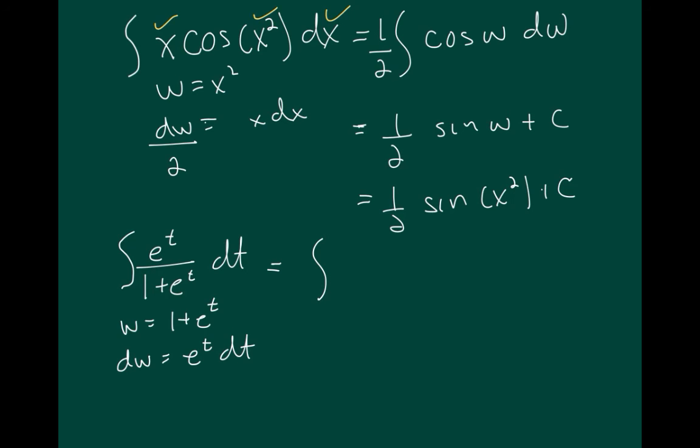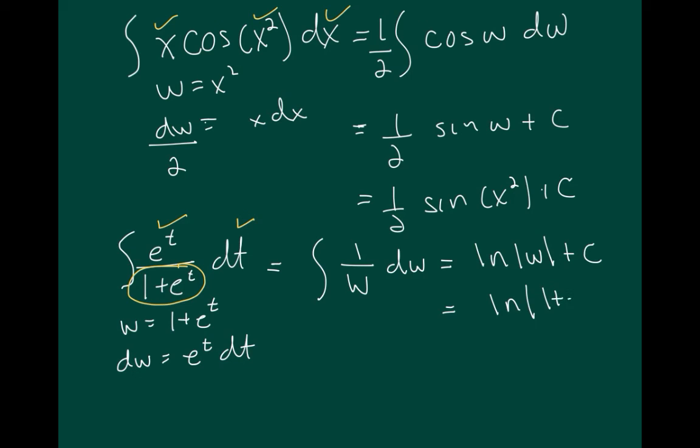I have the integral of 1 over w, and now my dt is taken care of in the dw, my e to the t is taken care of in the dw, and w takes care of the denominator. So as I rewrite this, everything is taken care of. And I see that I have the natural log, when I integrate that, I get the natural log of w plus c, which when I resubstitute is just the natural log of 1 plus e to the t plus c.